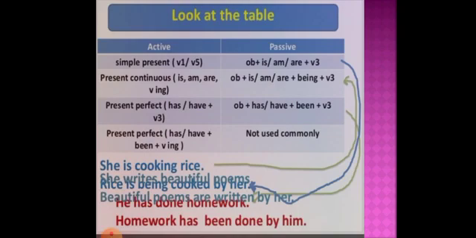Then present perfect continuous, has, have plus been plus V ing, will not be used commonly. Present perfect, has, have plus V3, will be changed into object plus have, has plus been plus V3. For example, he has done homework. Homework has been done by him. Then there is present perfect continuous, has, have been plus V plus ing, not used commonly.